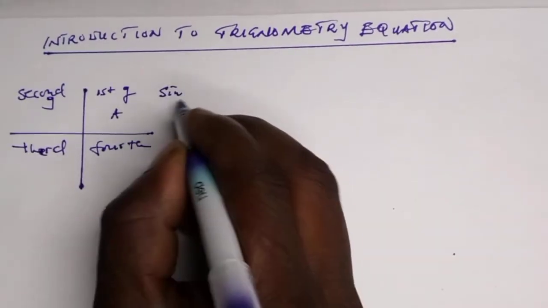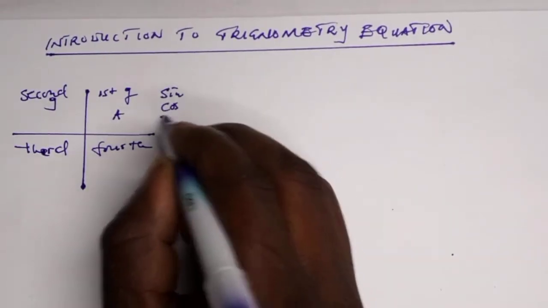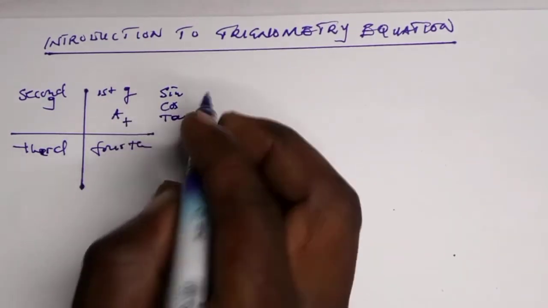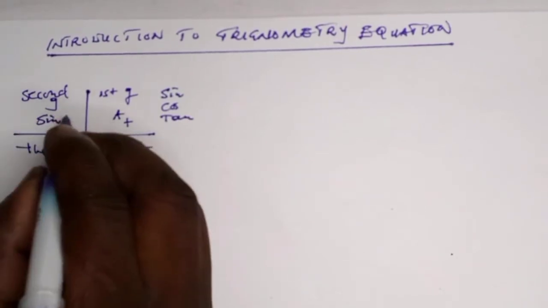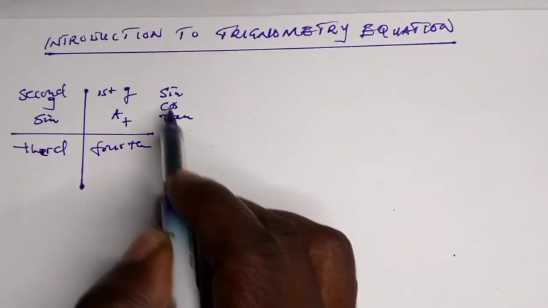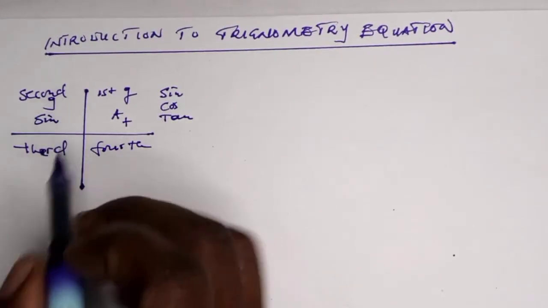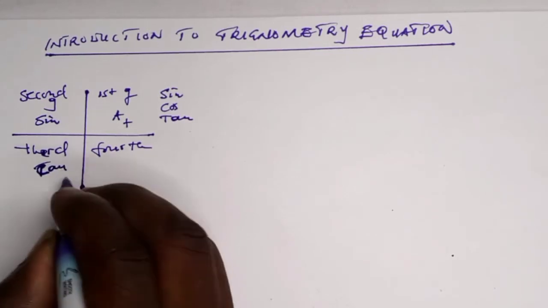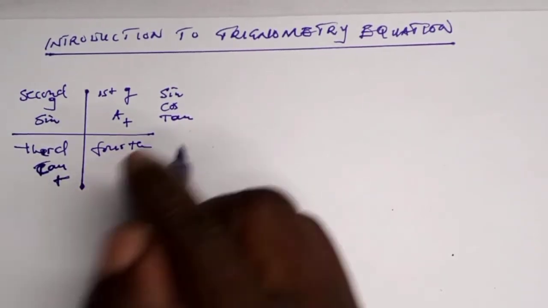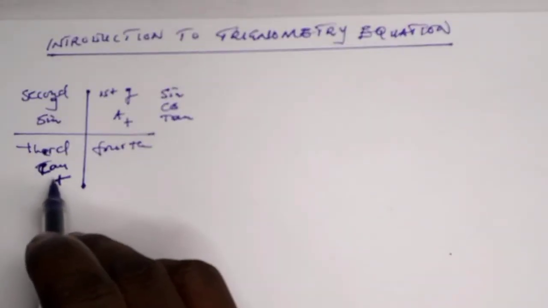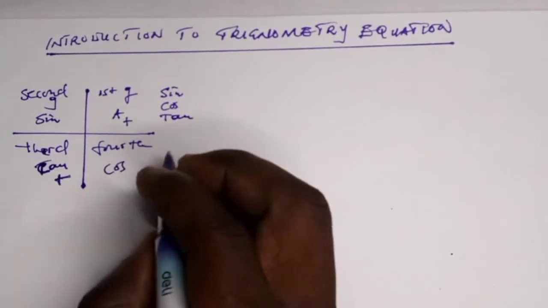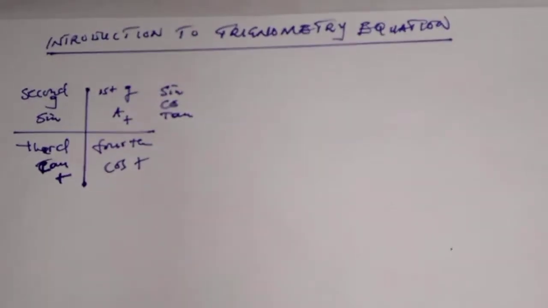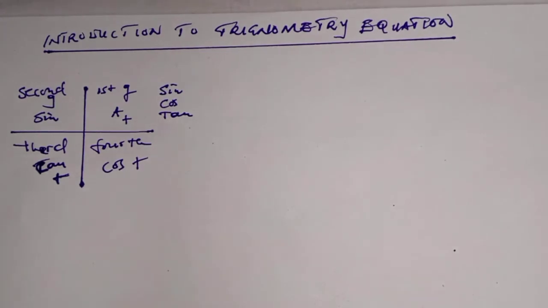We have sine, cos, and tan positive here in the first quadrant. In the second quadrant, only sine is positive. Cos and tangent here are negative. Only tan is positive here, in the third quadrant, where sine and cos are negative. In the fourth, only cos is positive. So sine and tangent are negative in both of these quadrants.